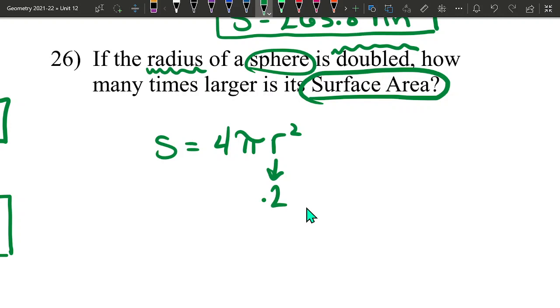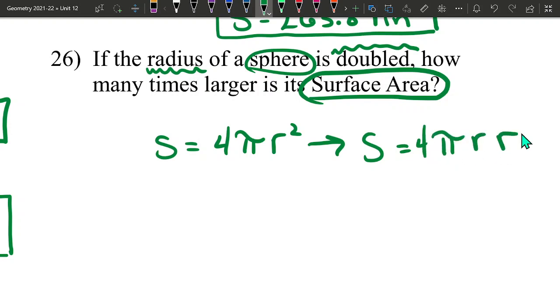But this one's different because this isn't just the radius, it's the radius squared. So I can't just do that. What I'm going to do is slightly change the way this looks. S equals 4 pi radius radius. Because isn't that what radius squared means? It means radius times radius. So there's 2 of them. So this one's a little tricky. So if the radius is doubled, here's a radius. I'm going to double it. But there's another radius. And it said the radius is doubled, and this is a radius, so times 2.